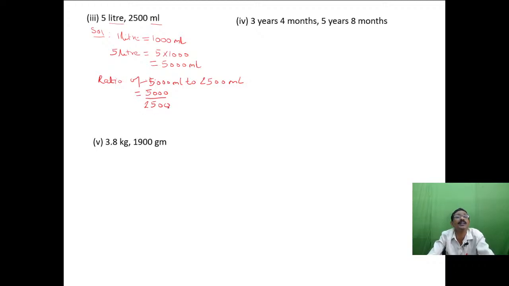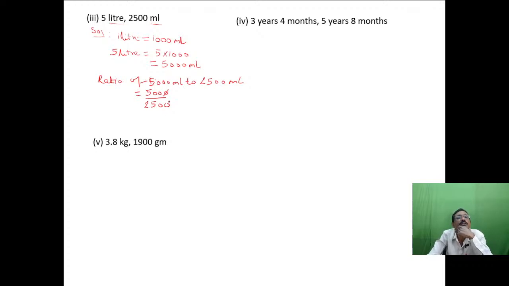Now, if you look at this quantity, you have 5000 upon 2500. Now, to convert this, let us solve this fraction. Can we solve this fraction? Can we reduce it with its zeros? Yeah, we can reduce it.